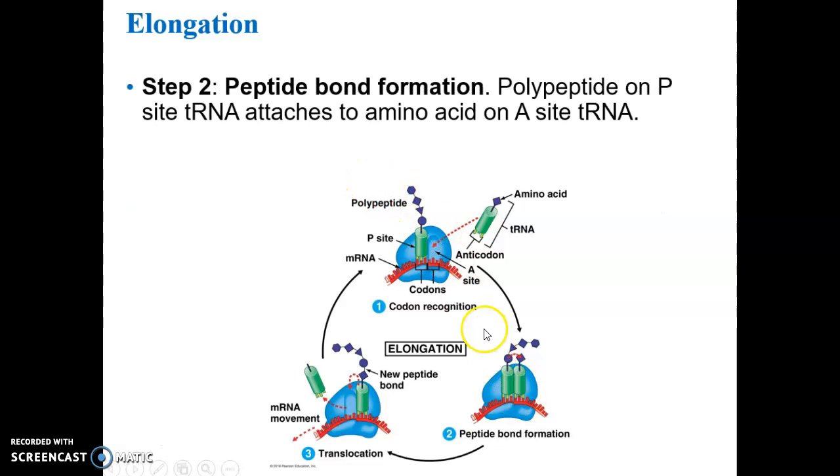Then, in step two of elongation, a peptide bond is formed between the existing polypeptide and the new amino acid brought in. As it shows here, the little red line is indicating the new peptide bond. And then the ribosome functions to create the peptide bond.